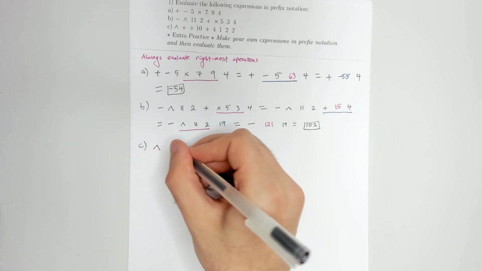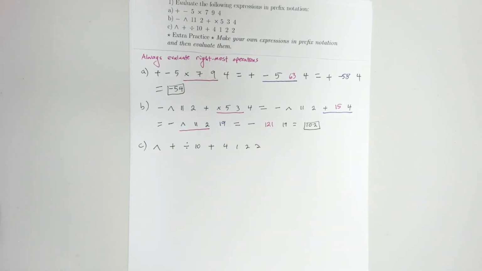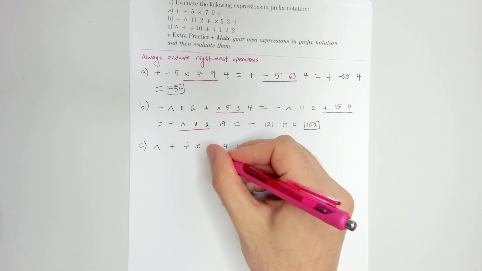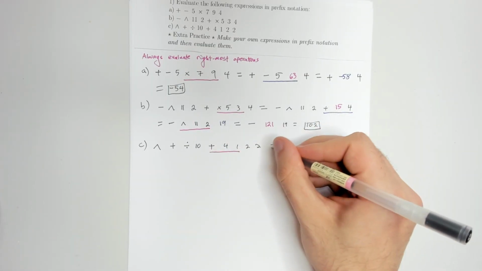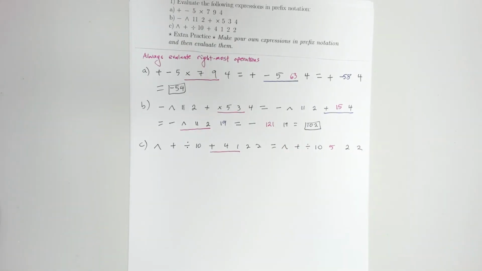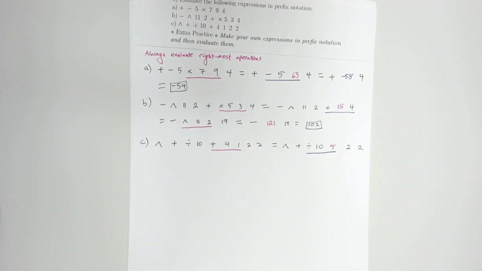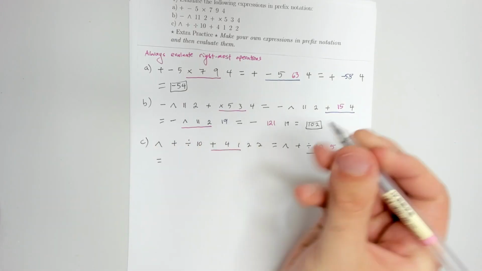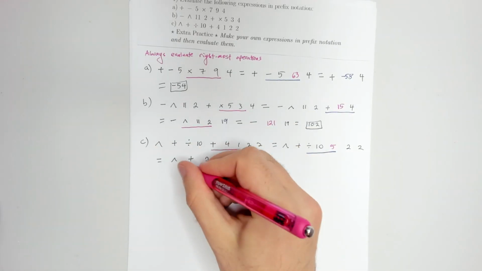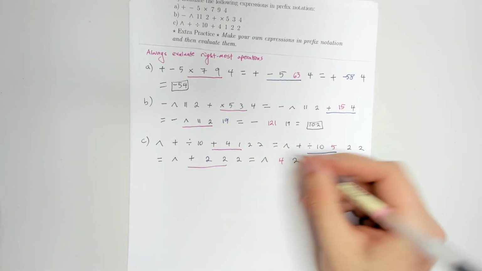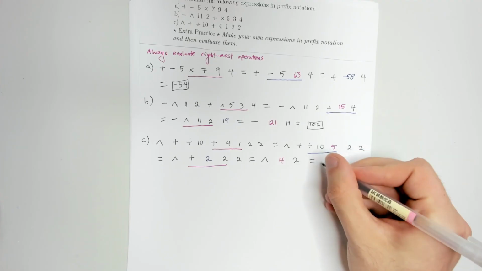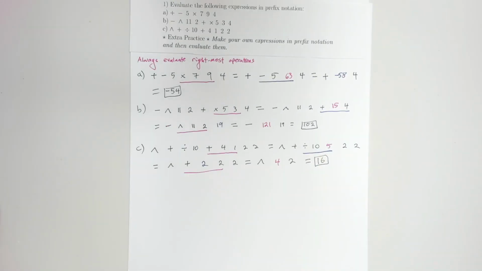Alright, and last one for this question. So again, the rightmost operation, we evaluate this plus, and that's affecting the two numbers to the right of it, so the 4 and the 1, and 4 plus 1 is 5. Okay, next up we have this division affecting the 10 and the 5, so 10 divided by 5, we know that's 2. Next we have 2 plus 2, which is 4. And lastly, 4 to the power of 2, which is 4 times 4, and that's 16. Okay, so for some extra practice, make your own expressions in prefix notation, and then go ahead and evaluate them.